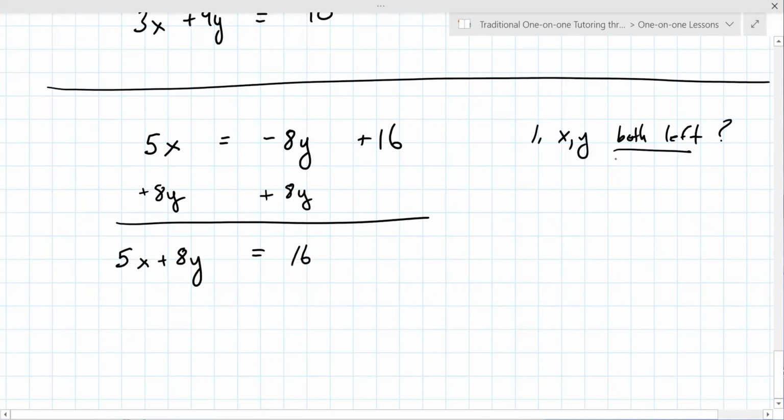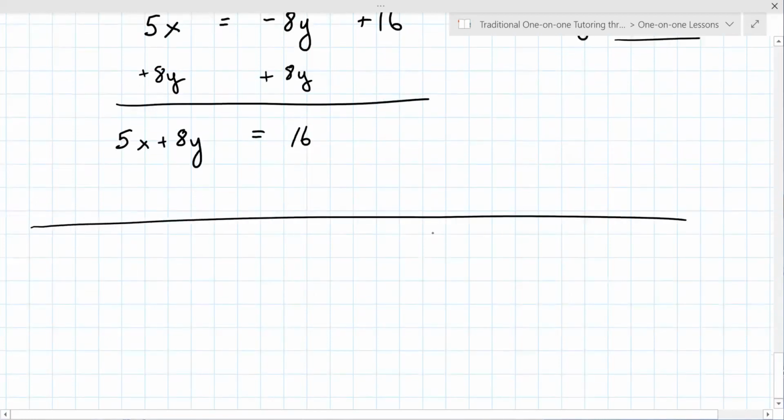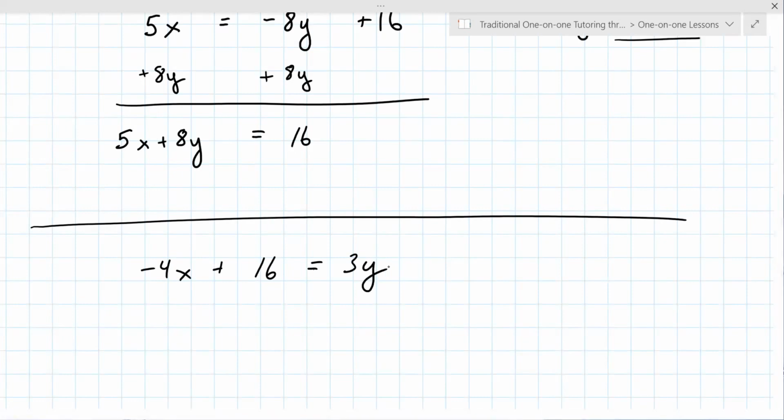Did this language help? Both left. Is that more meaningful to you? Okay, let's try another one. Negative 4x plus 16 equals 3y. Is that in standard form?